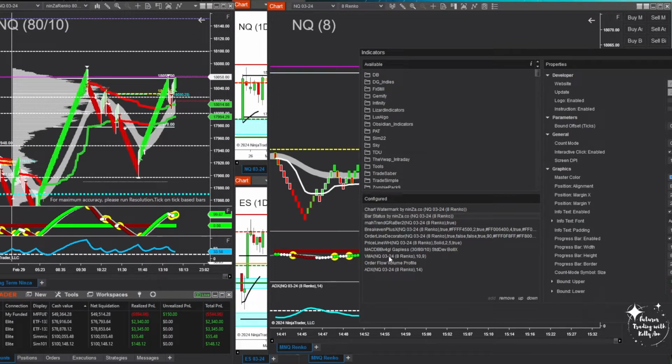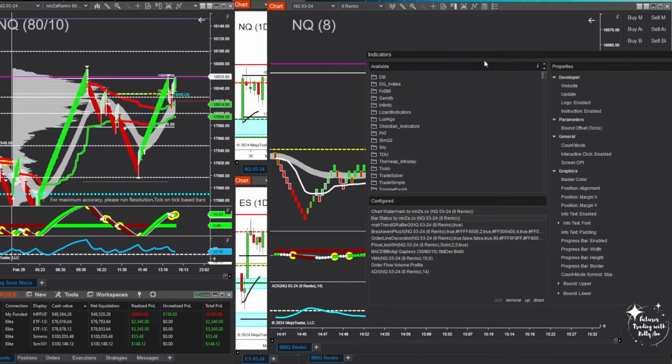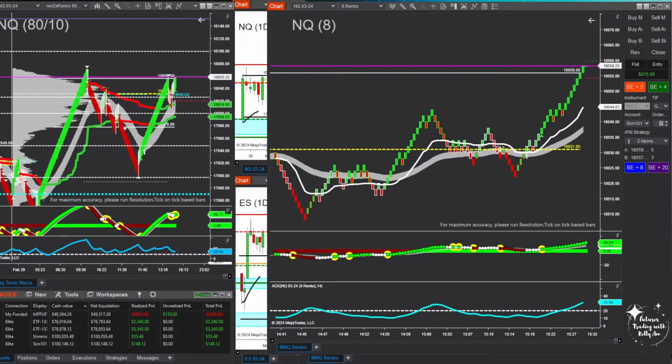The VMA. What is the VMA? Oh, this is a volume moving average. Here we go. This is a volume moving average set at 10. And then I've got order flow volume profile, which you only have access to if you have a lifetime license in Ninja. And then the ADX down here, and we have a line set at 20. Below 20, there's not enough volatility in the market, ideally, to take a trade. So that's all that's on here.